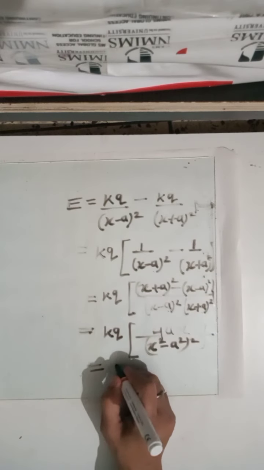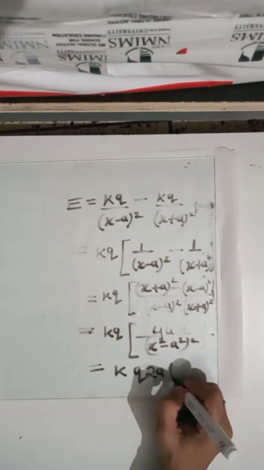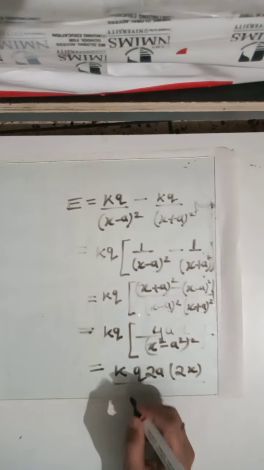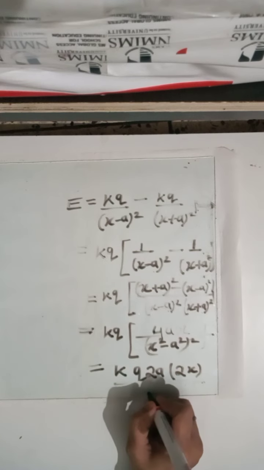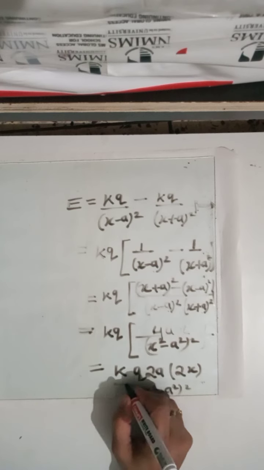Now this becomes equal to k q into 2a, this 4a, and now 2x in another bracket upon (x square minus a square) raised to the power whole square in this way. Solve these in your copy properly. Without practicing, you cannot get marks in the board examination. Practice is compulsory, so practice each and every derivation.